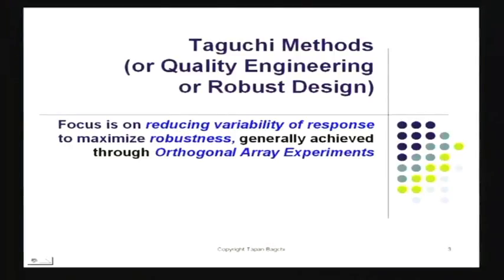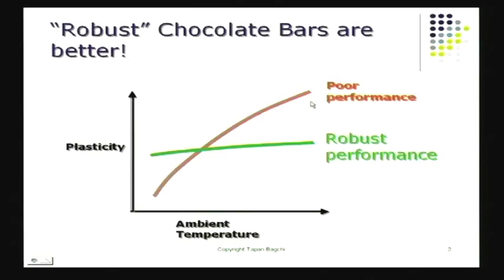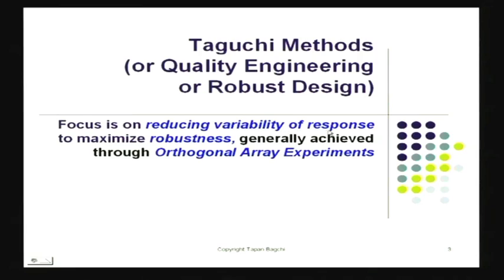How did we do this? There are a couple of goals in Taguchi methods. One is, of course, reduce the variability of response. That's one of the goals. Notice here, if you go back to the chocolate bar situation, this red bar has high variability. It's got pretty high variability in performance. That's one of the goals of robust design. You've got to make sure you reduce variability. And you've got to achieve robustness. That means that thing should stay the same, that performance should stay the same.